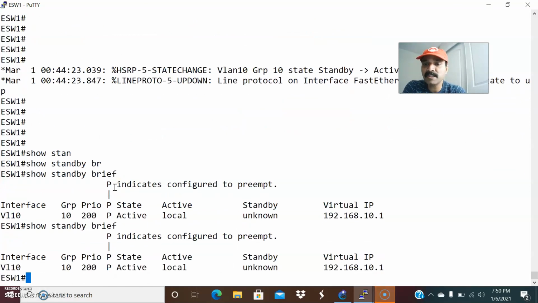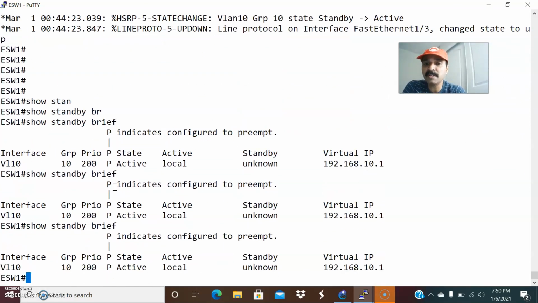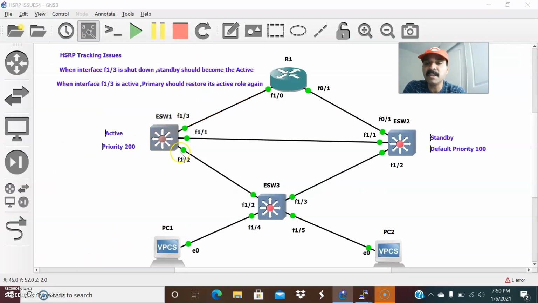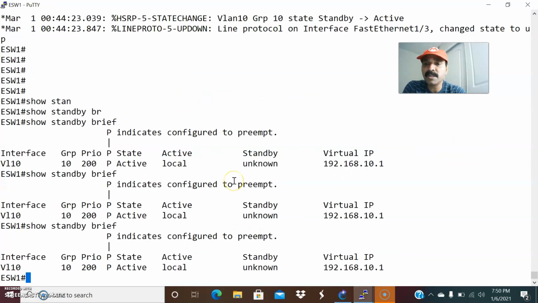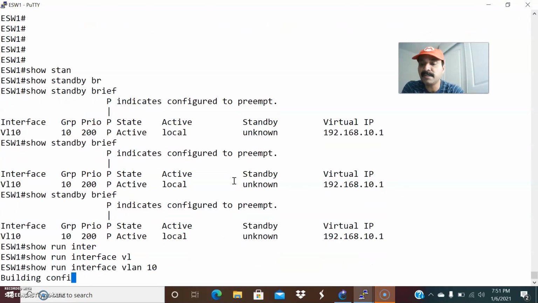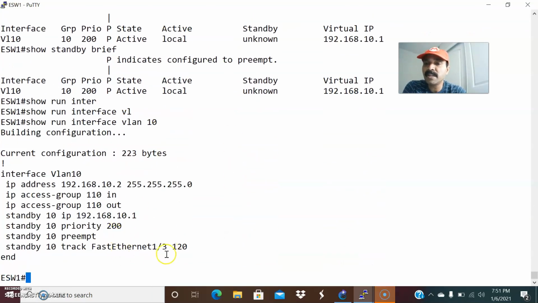So now let us start from scratch. What I have changed is the priority decrement value, right? I have increased the decrement value. Previously it was 30, and now I increased it to 120, right? So let us check it out. Show run interface VLAN 10. So I increased the value to 120.